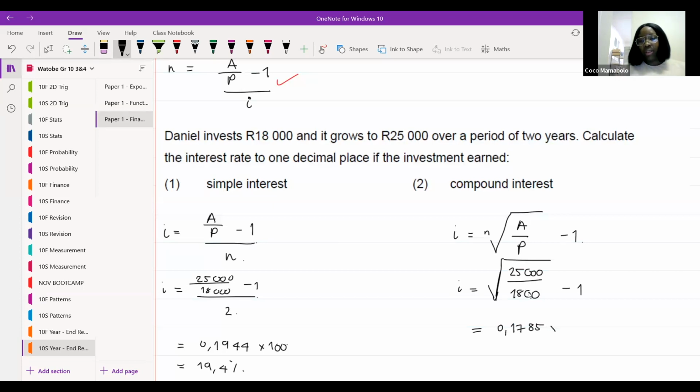0.1785. Multiply that by 100, and we should get 17.85%. Okay. 6 marks across the board, 1 for getting the correct formula, 1 for substituting improperly, and 1 for the final answer. Same on this side.